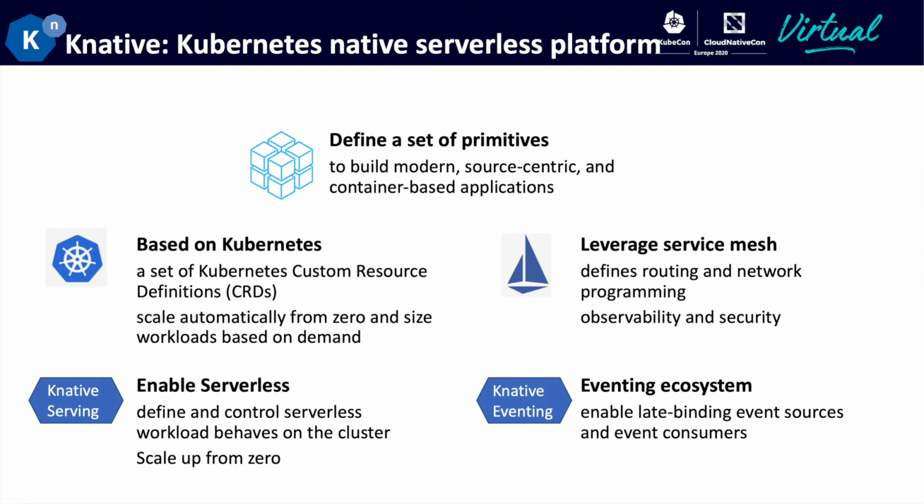It has two major components. One is Knative Serving, which defines a series of CRDs to control how serverless workloads behave, for example, the rapid deployment of serverless containers, and auto-scaling up and down to 0. The other is Knative Eventing, which provides resources to enable late-binding event sources and event consumers.